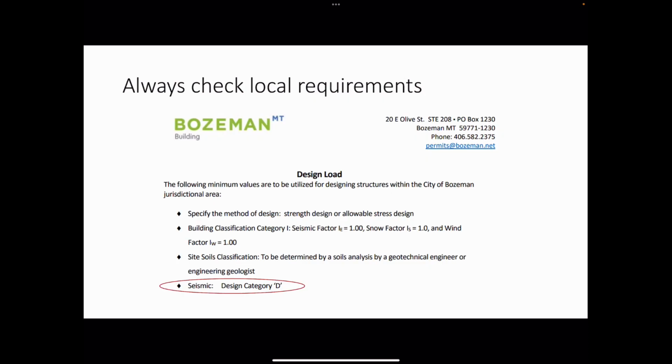So here's an example of Bozeman's city code criteria. Again, you always want to check local requirements. In Bozeman, it says we are seismic design category D. So even if you happened to go through that process and say, oh, this says I could use seismic design category C by the calculations, Bozeman says, nope, always use D. So you have to use D in Bozeman.